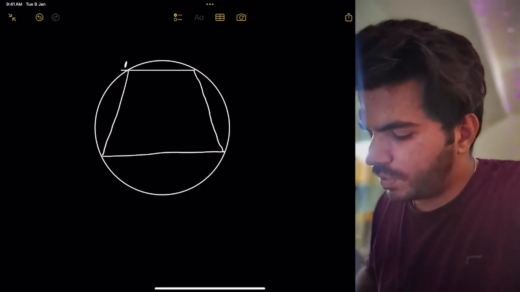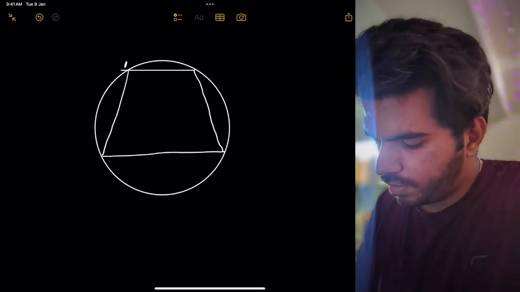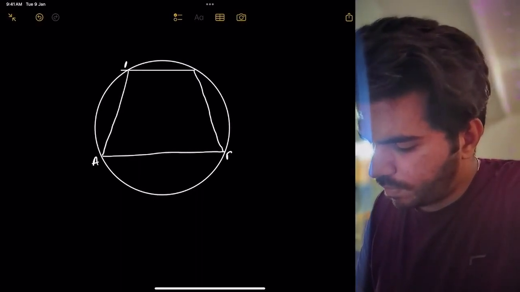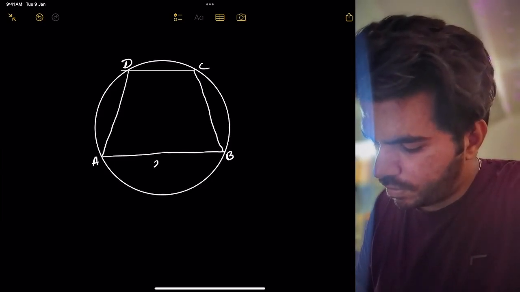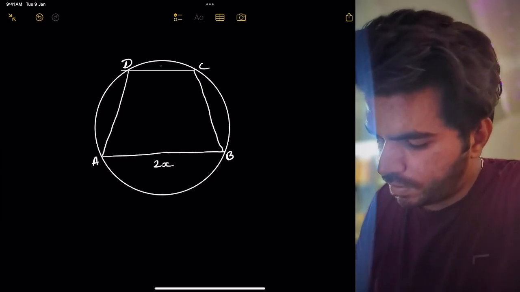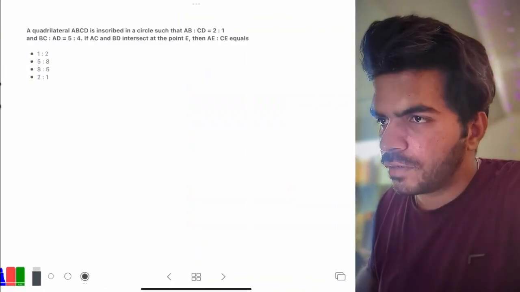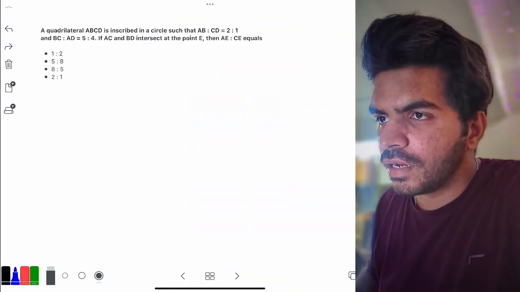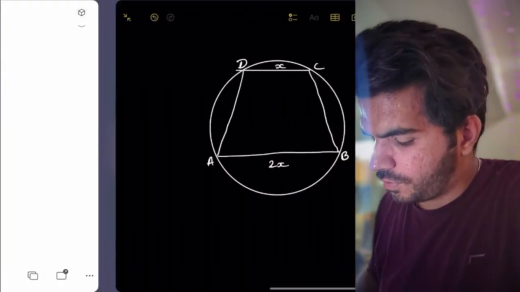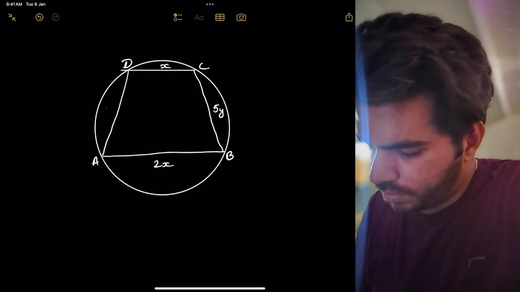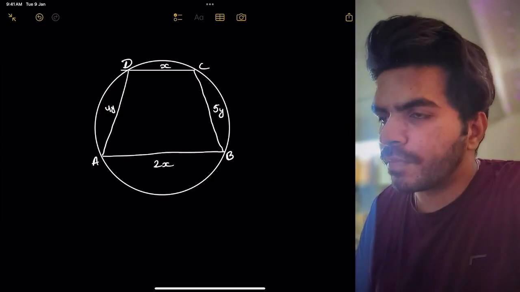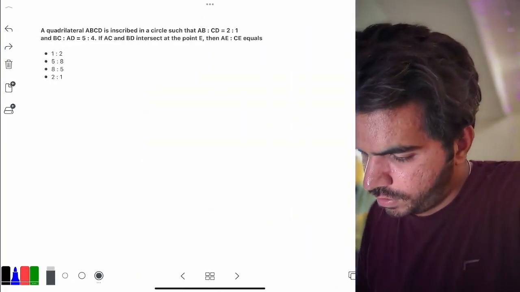AB is longer or CD? AB is longer. So we have A, B, C, and D. This is 2x, this is x, and BC to AD is 5:4. BC to AD is 5:4, so 5y to 4y. We have all these markings.